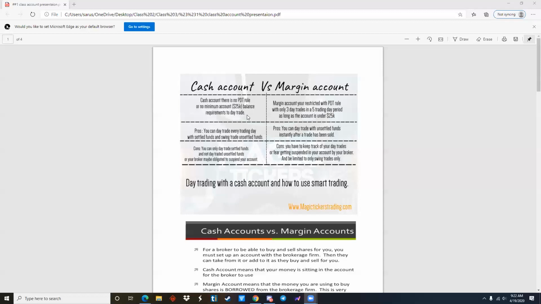Your funds don't settle instantly like a margin account, but you do get day trades to day trade every day, as long as you use discipline and budget that cash account. Now, the pros: you can day trade every day with settled funds, and you can swing trade with unsettled funds. Let's just say you used your whole $1,000 for the day and did 4 day trades with $250. Those funds will settle next day.